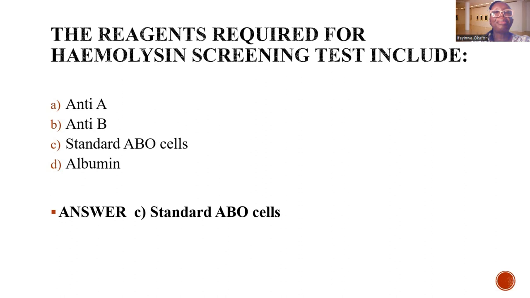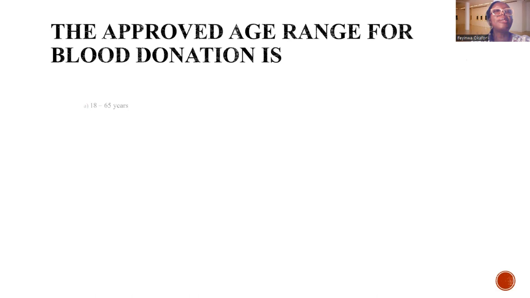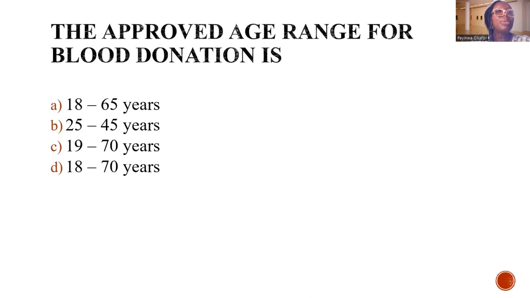The approved age range for blood donation is: A, 18 to 65 years; B, 25 to 45 years; C, 19 to 70 years; D, 18 to 70 years. Answer, A, 18 to 65 years. The approved age range for blood donation is 18 to 65 years.